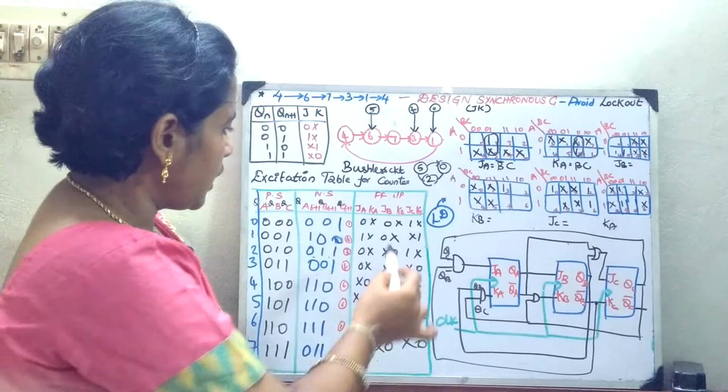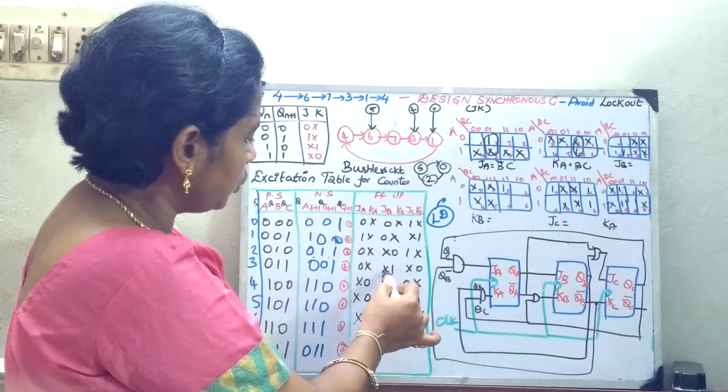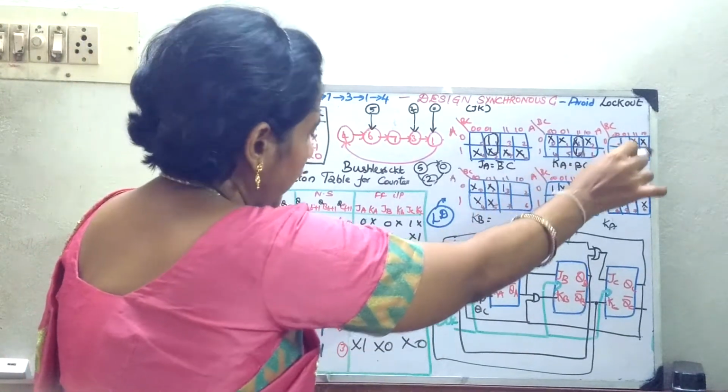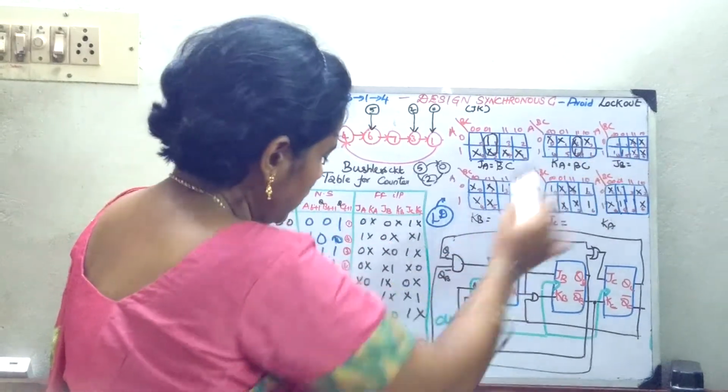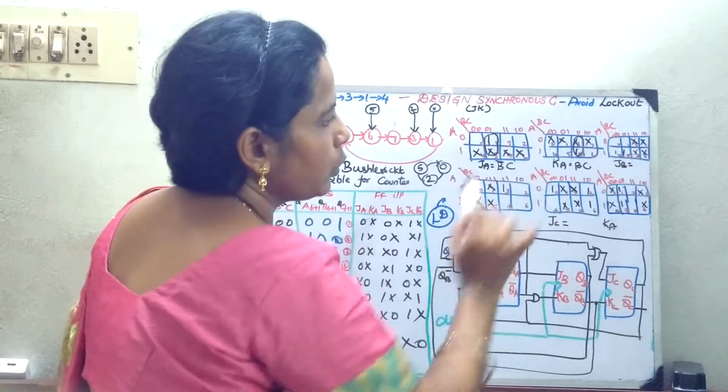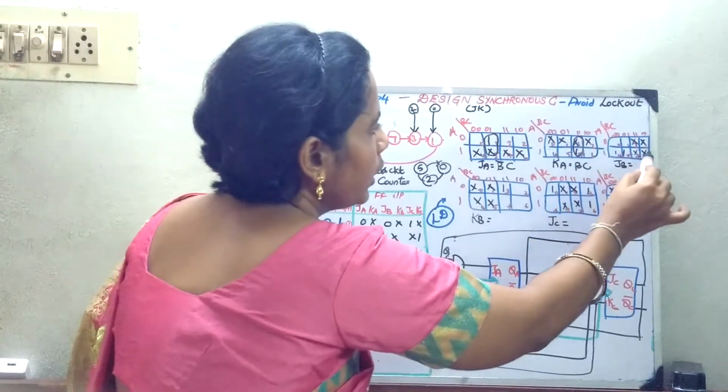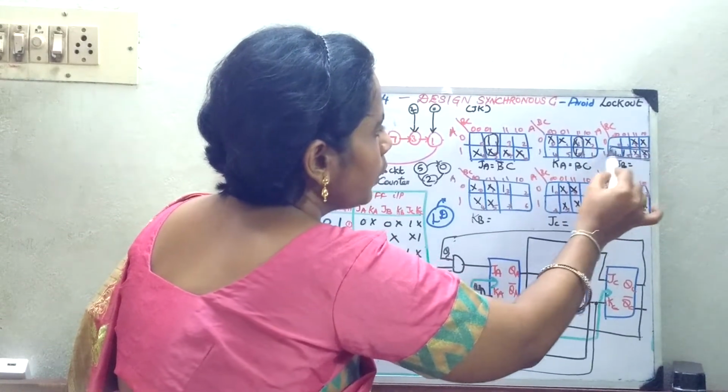Okay. Now the next condition. 0, 1, 2, 3. 2, 3 is don't care. 4, 5 is 1. 6, 7 is again don't care. So what is the thing I can go in for? I can go in for a 4 cell grouping. What will be the answer?